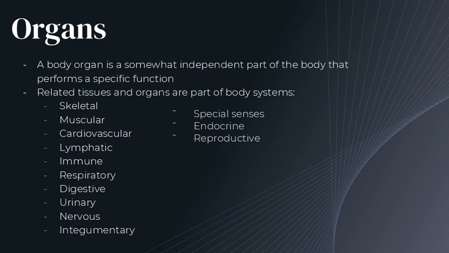Absolutely, that's the next level up. Related tissues and organs team up to form body systems. That's also on slide 15. These systems handle the larger, more complex functions needed for life. And that slide lists quite a few systems. Let's see. Skeletal, muscular, cardiovascular, lymphatic, immune, respiratory, digestive, urinary, nervous, integumentary. That's skin, right? Special senses, endocrine, reproductive. That's the whole crew. Integumentary is indeed skin, hair, nails.